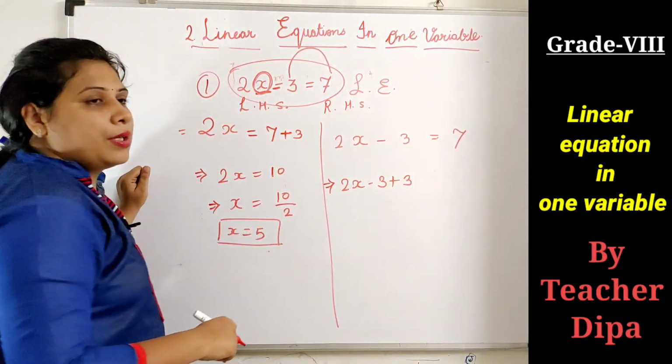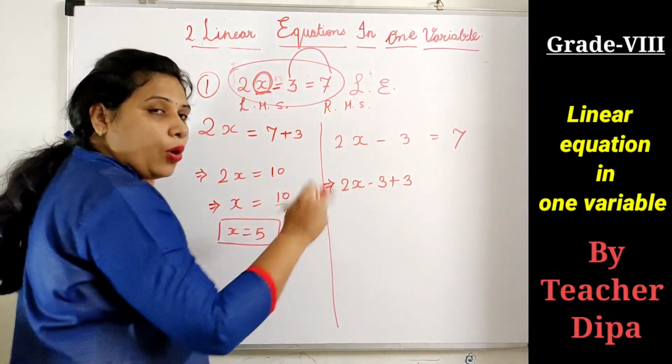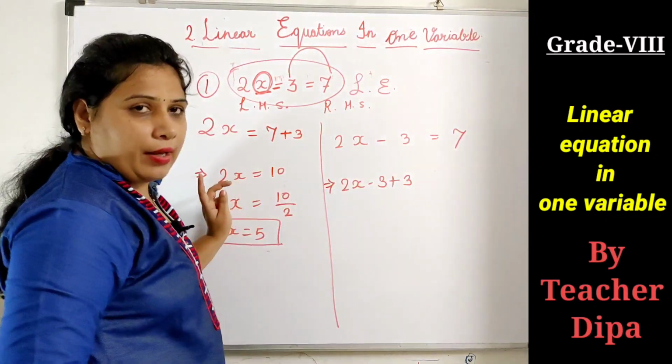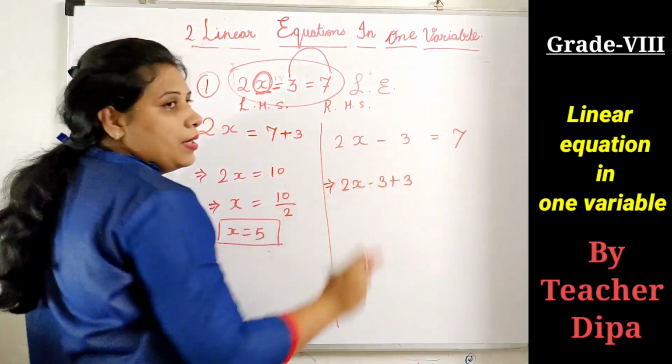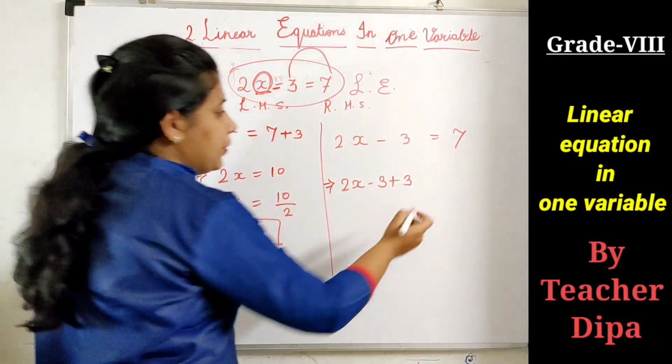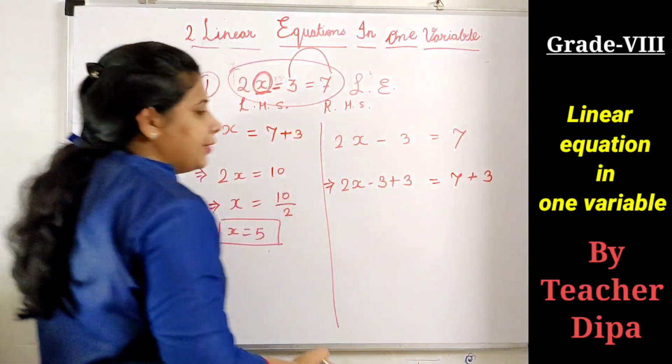But again, one more rule is there: when you are adding or subtracting or dividing any number with your LHS side, you have to do the same to the RHS side with the same number. You will not change the number. So here the 7 should be again added with the 3.